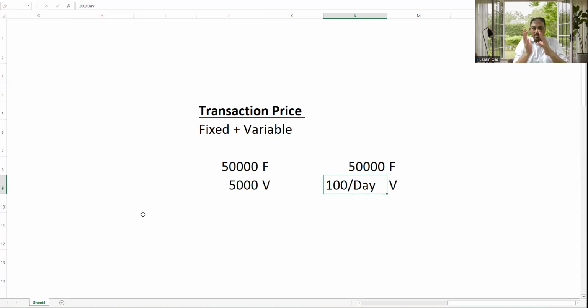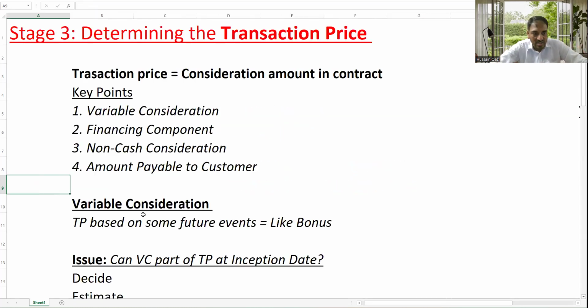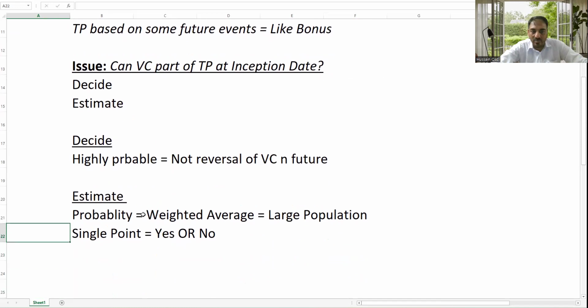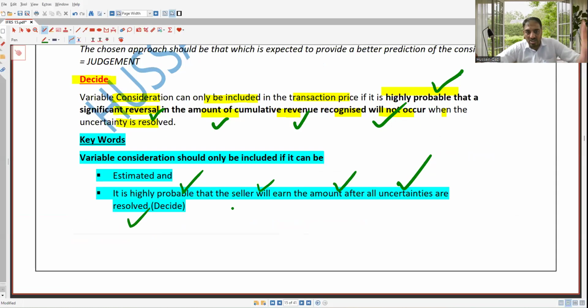So in simple words, variable price conditions are based on some outcomes. If the outcome is only about yes or no, then we will use the single point estimation, either yes or no, estimate either to incorporate yes or no. If something about probability matters, if there are large outcomes, then we will use the probability. So this is the theoretical aspect.